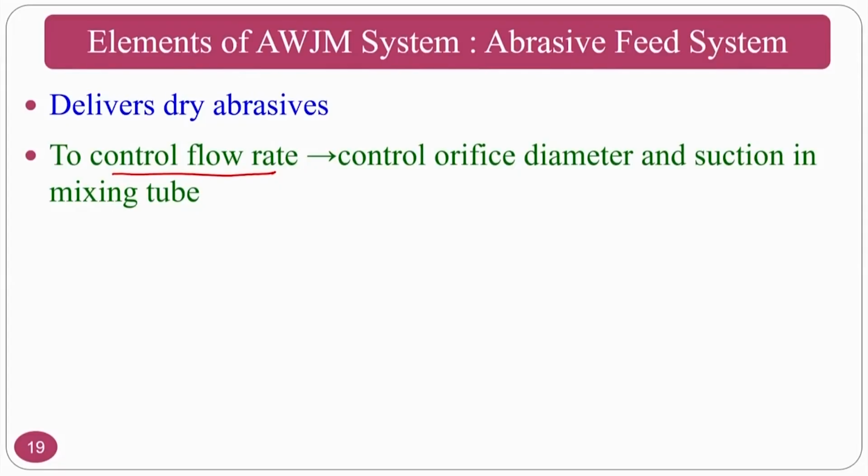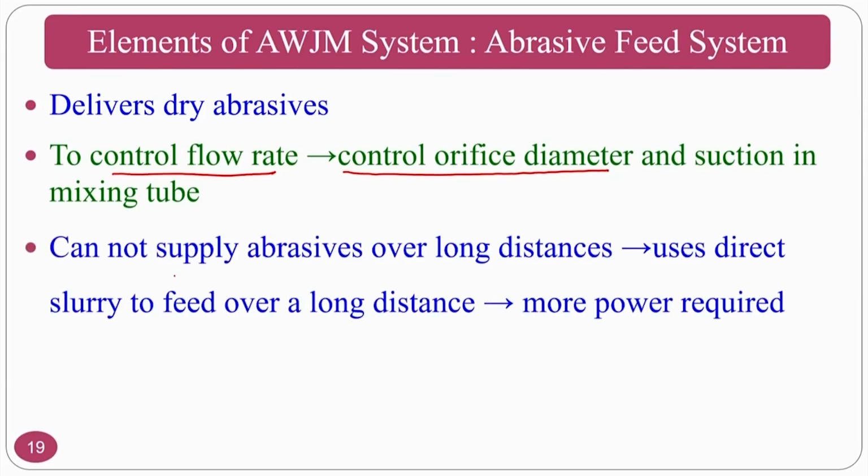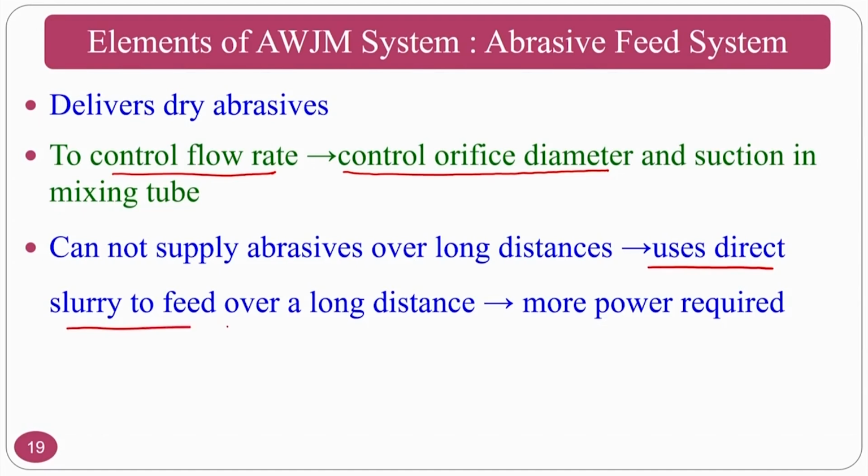Normally, there are some other additional mechanisms that you can use, like controlling the orifice diameter and other things. It cannot supply the abrasives over long distances because pressure losses will be there in the tube, unless a direct slurry feed is used over the long distance. That means if I want to move the abrasive particles over longer distances, normally what you have to do is make it a slurry, then send it.